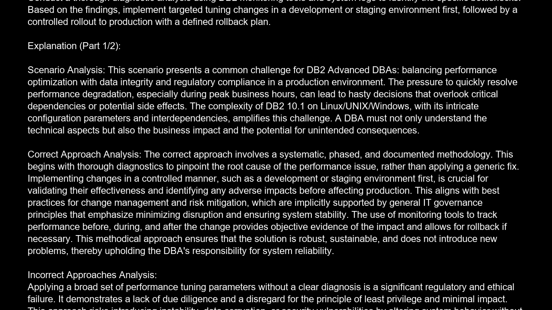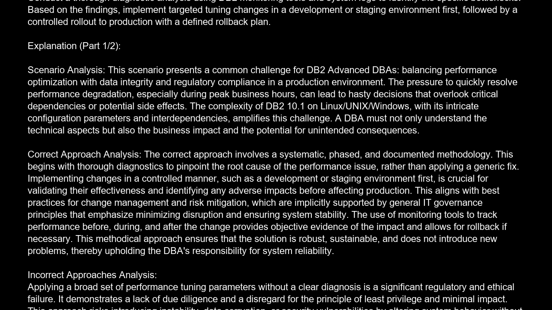Explanation. Scenario analysis. This scenario presents a common challenge for DB2 advanced DBAs, balancing performance optimization with data integrity and regulatory compliance in a production environment. The pressure to quickly resolve performance degradation, especially during peak business hours, can lead to hasty decisions that overlook critical dependencies or potential side effects.